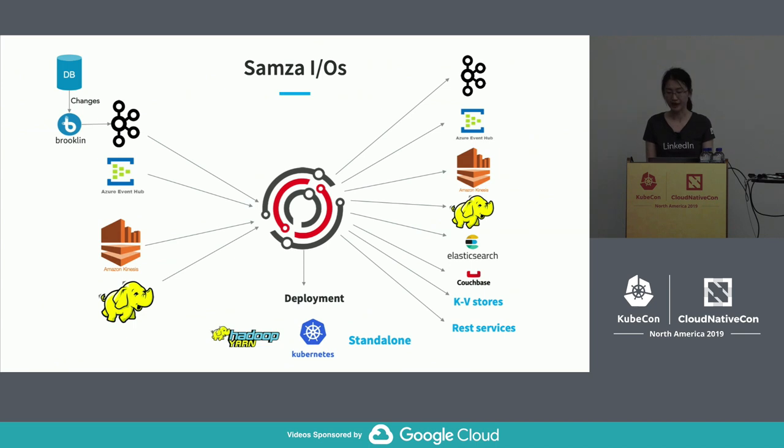Samza supports a fully pluggable model for input sources and output systems. It can process and transfer data from any source. Samza offers built-in integrations with Apache Kafka, AWS Kinesis, Azure Event Hub, and Hadoop, and so on. Also, it's quite easy to integrate with your own sources. There are different deployment options. You can run Samza in standalone mode or in cluster mode, like on Apache YARN or Kubernetes. We'll talk more about the job deployment later.